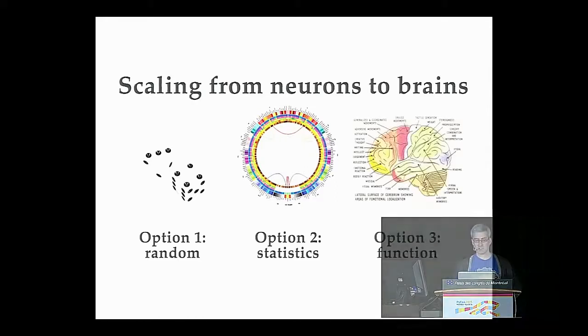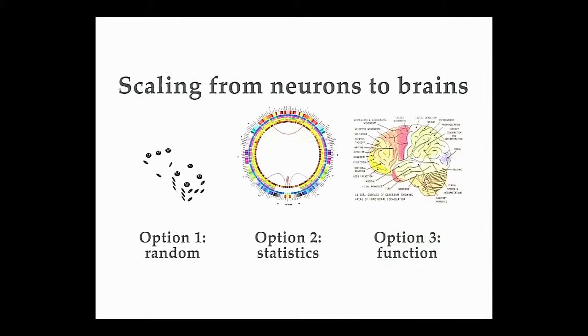The third option is to connect things up functionally. So neuroscientists have essentially ascribed functions to a bunch of brain areas. So at the back, you have visual areas, areas that process visual information, motor areas, kind of working memory out the front here. One way we could scale would be to take a region of the brain and try to replicate its function in a brain-like way.